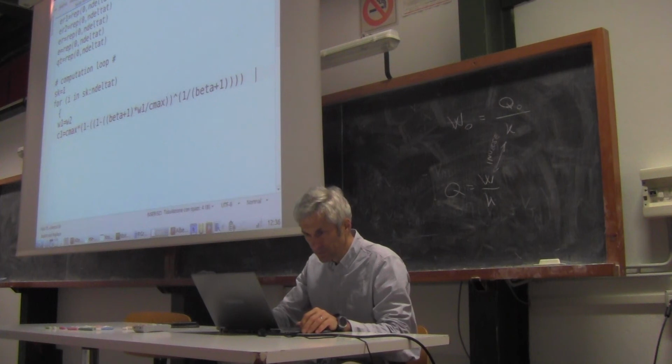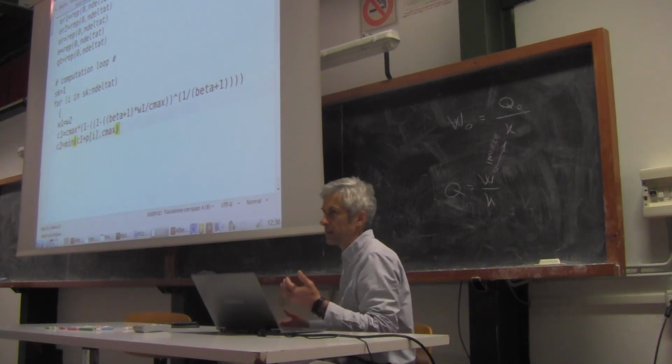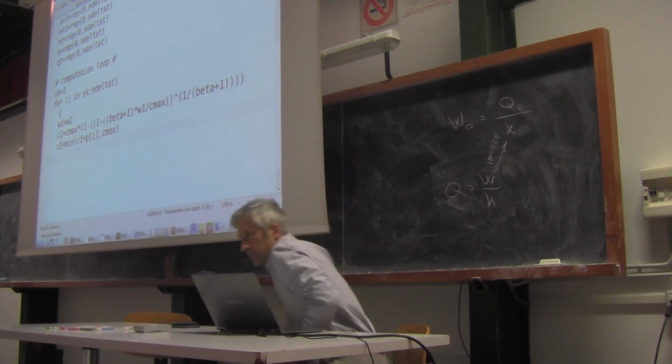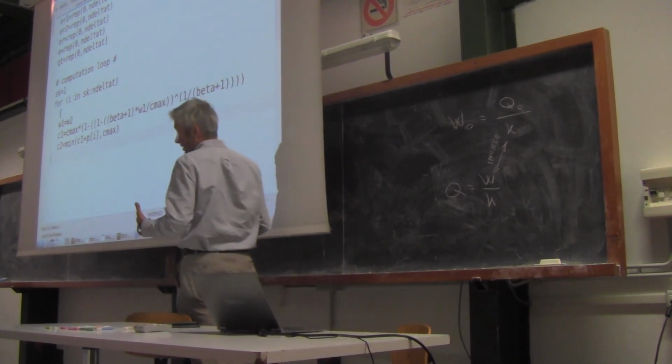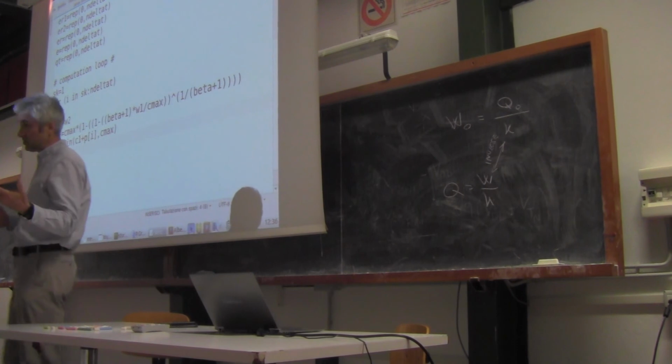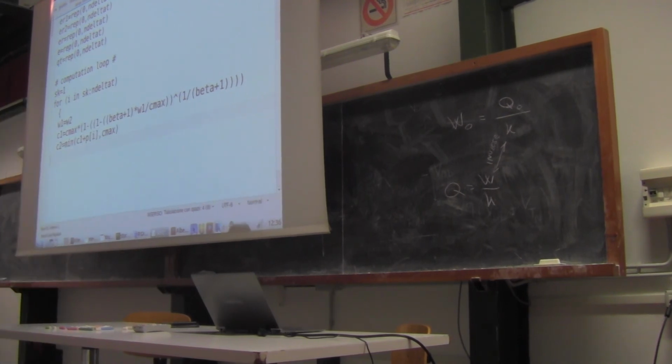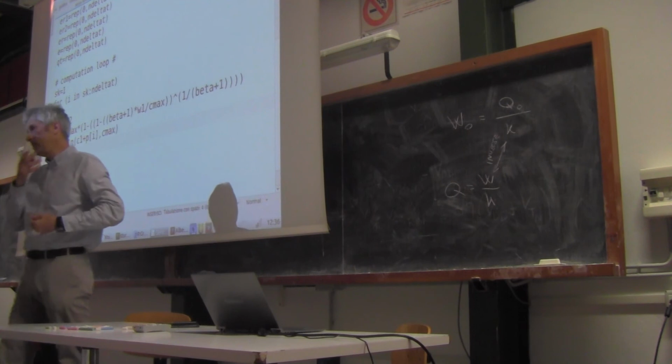What is C2? C2 is the C value at the end of the time step. And it changes. At the beginning of the time step, we have a C value. At the end of the time step, we have another value, because there is rainfall. At least there is rainfall, but also there is evapotranspiration.